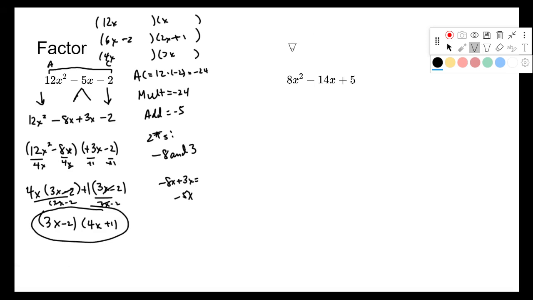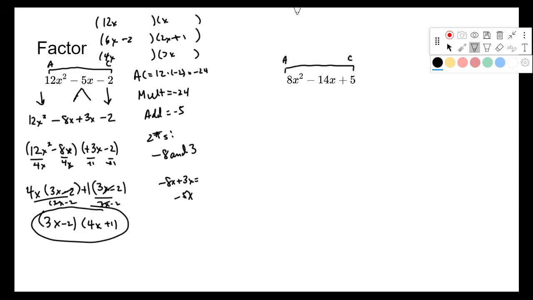All right, let's try the next one. Same thing. We have 8x squared minus 14x plus 5. Again, we're looking for a GCF. It has 3 terms. No GCF. There's not a 1 in front of the x squared, so I can't use 1am. It's an 8. So I'm going to try this AC method on it again.